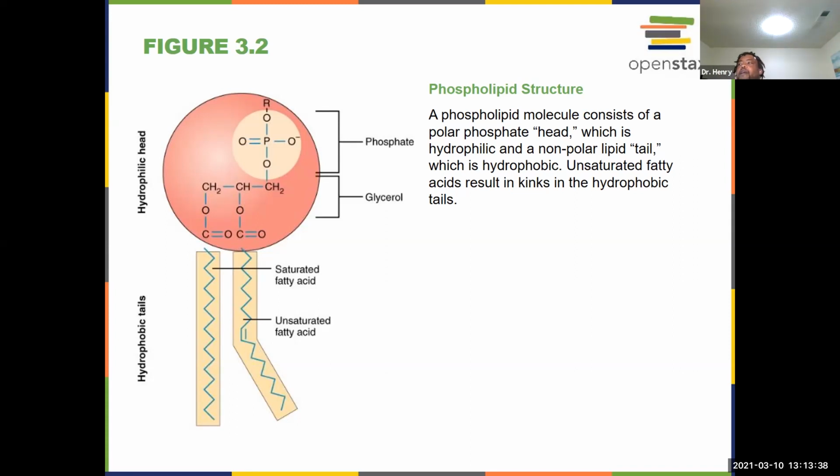So the unsaturated fatty acid basically will have a double bond. So you have a double bond between two carbons, and that causes a kink structure, or a double or triple bond. Okay.